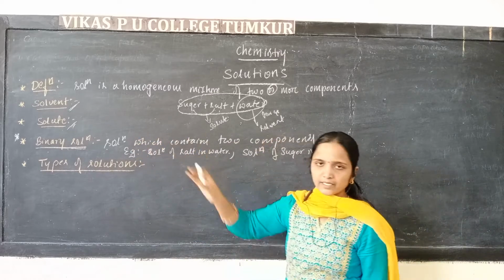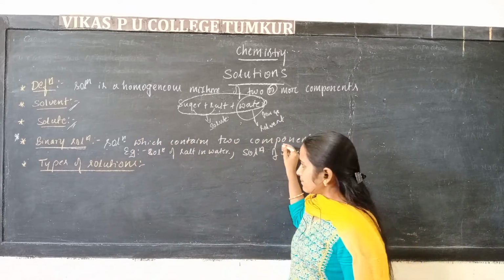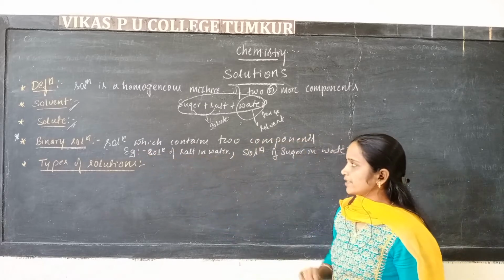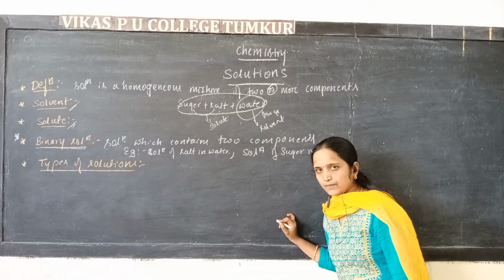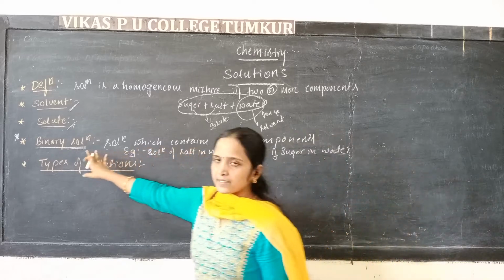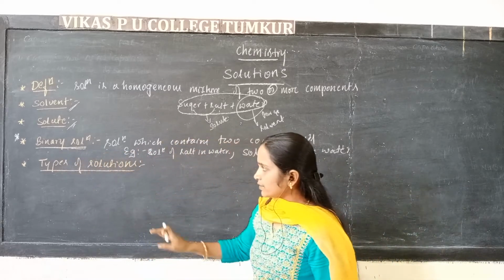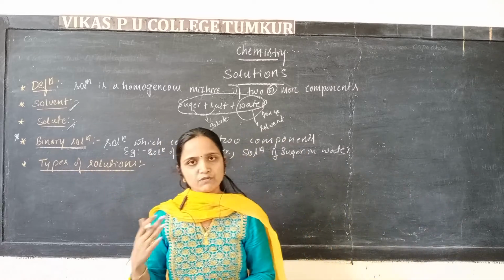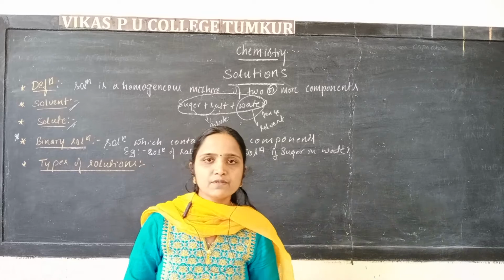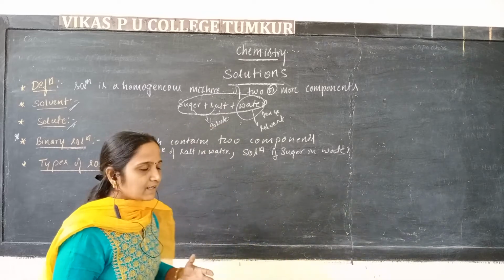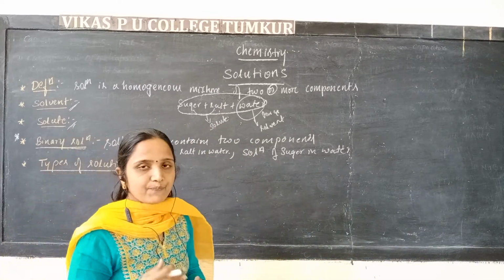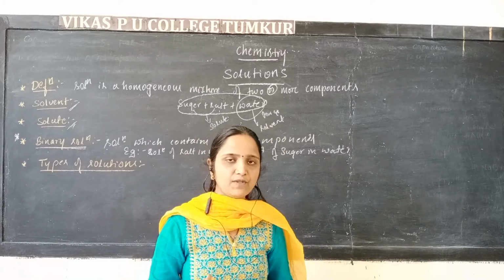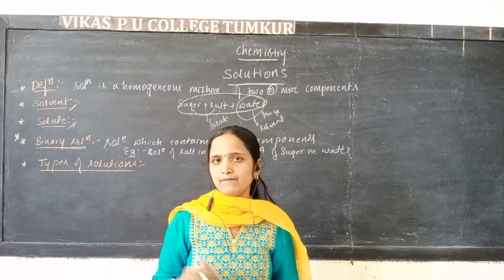The solution which contains two components is called a binary solution. Examples of binary solutions are a solution of salt in water and a solution of sugar in water. Now we are going to discuss the types of solutions. There are three types of solutions based on the physical state of the solute and the solvent.